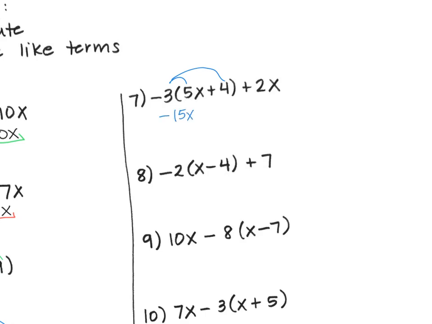Negative 3 times 4 is negative 12. Okay, that's going to be one of the hard steps. Then I'm going to bring down the positive and the 2x. Okay, now I'm going to look for like terms. I have a negative 15x.